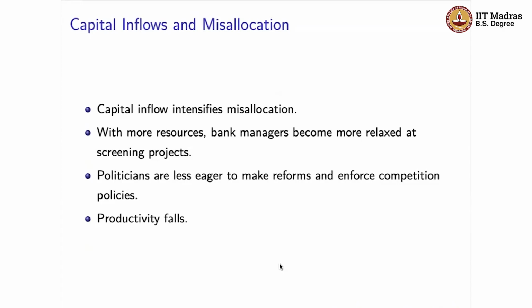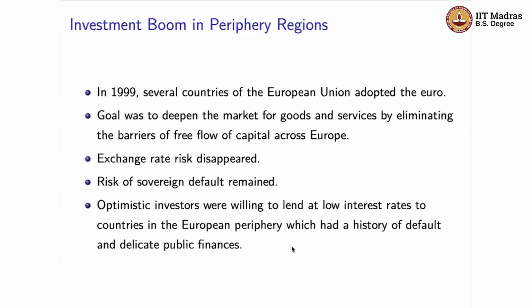So with the same amount of machines and workers, you can actually produce different levels of output depending on how productive the production enterprise is. When we say productivity falls, what we mean is that, at an aggregate level, the same amount of input is now producing less output compared to before.